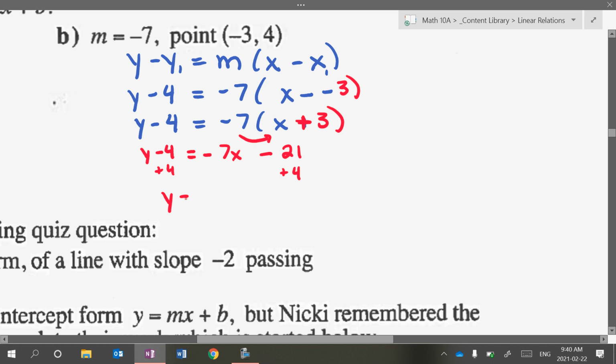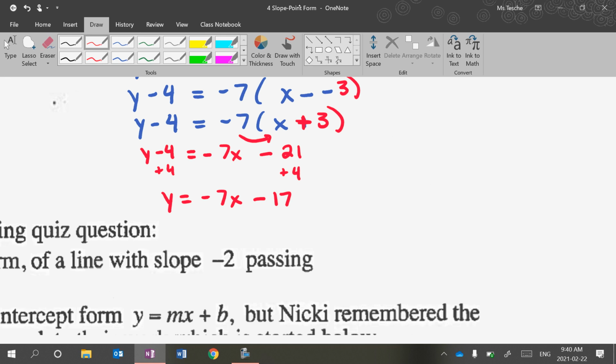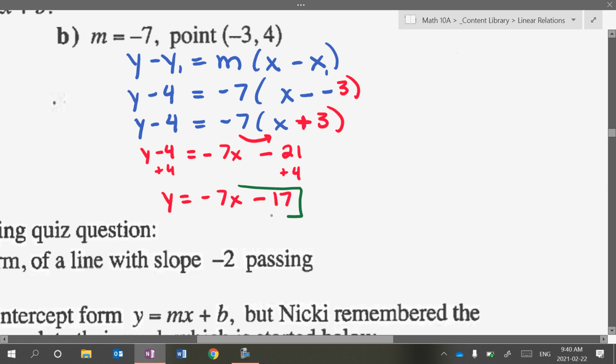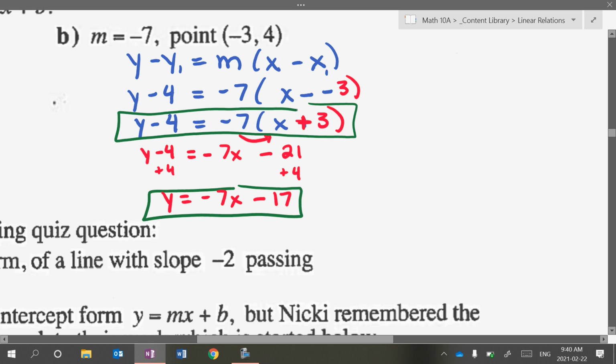So then I get y equals -7x. Okay, let's think a little bit. -21 plus 4, so we're getting less negative here. Brings us to -17. So again, if you were to graph these, this equation and this equation are going to graph the exact same line.